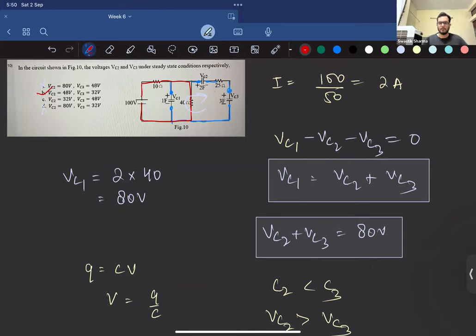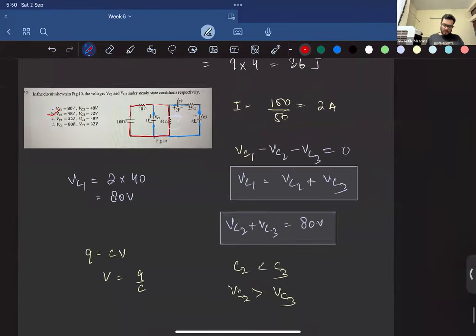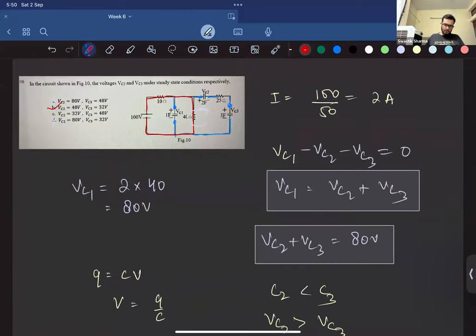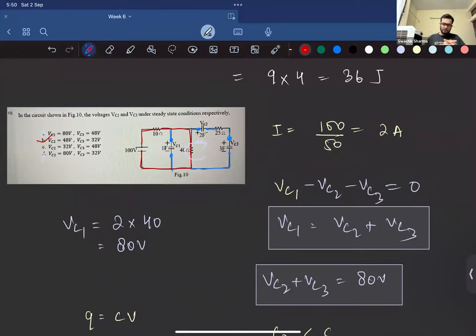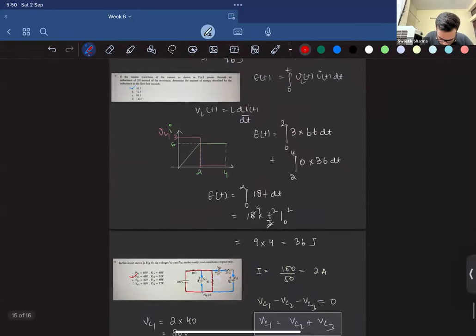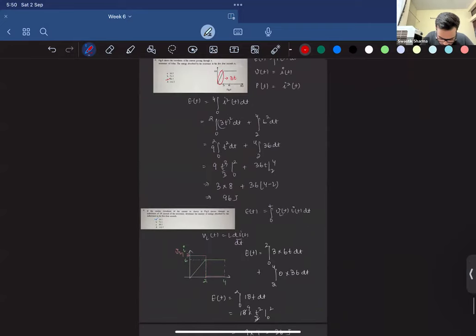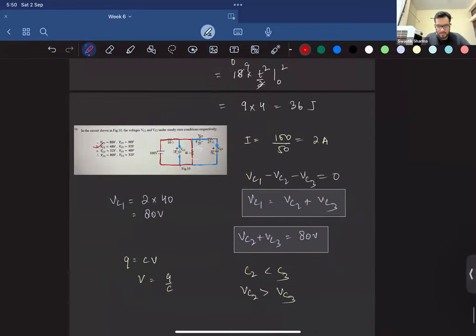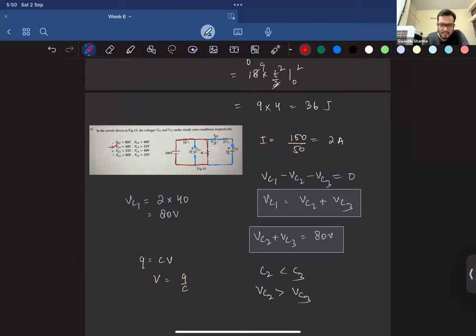Renessa? Answer would be B. You told it C. So, any doubts in this class? Irina, did you understand this question? You just told me the answer is C. So, can you tell me how did you come across C? You simply saw VC1 is nothing but 40 into 2, 80. So, you just did 32 plus 48 is 80, right? But there are two different parts where the voltage would come out to be 80 volts.